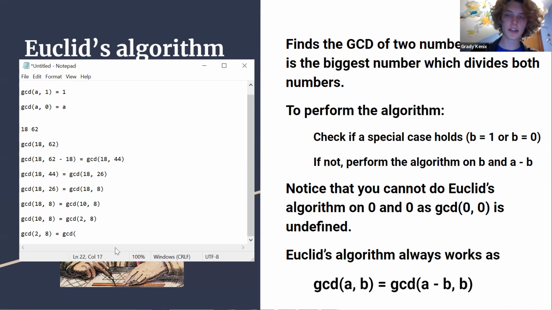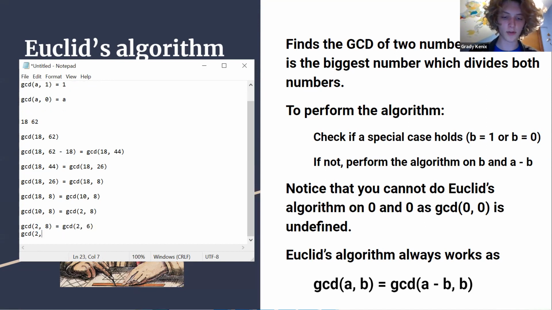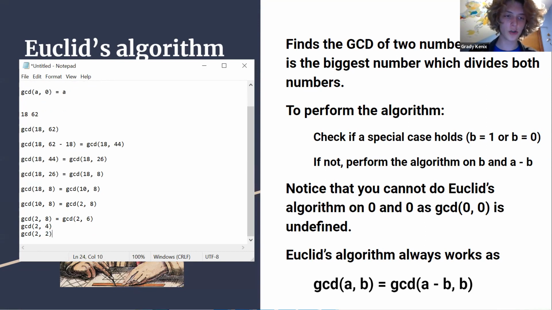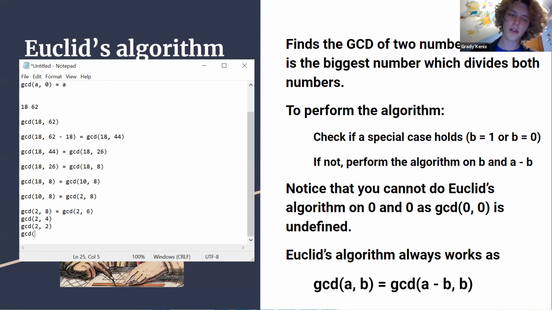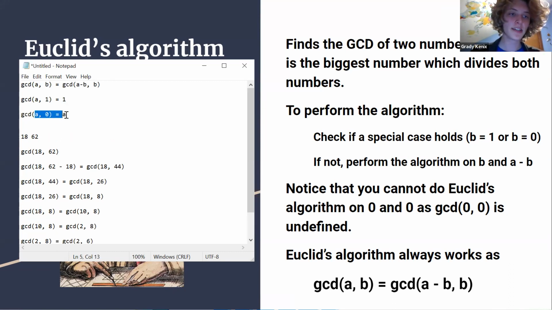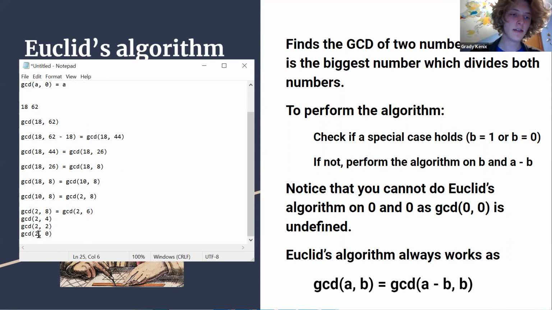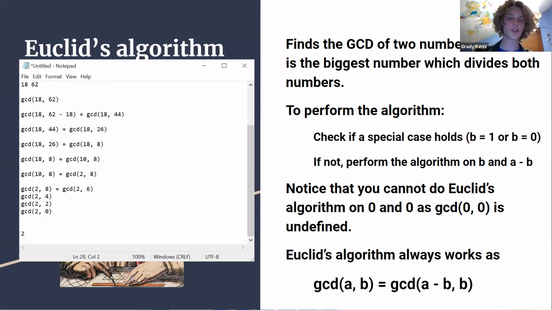I'm just going to speed through this last bit. None of them are 1 or 0. We'll stop when one of them is 1 or 0. It's equal to the GCD of 2 and 6, which is equal to the GCD of 2 and 4, which is equal to the GCD of 2 and 2, which is equal. Now that they're equal, we can take either one to be the bigger number, which is equal to the GCD of 2 and 0. Now, one of them is 1 or 0. So we look back. The GCD of A and 0 is A. So the answer is 2.